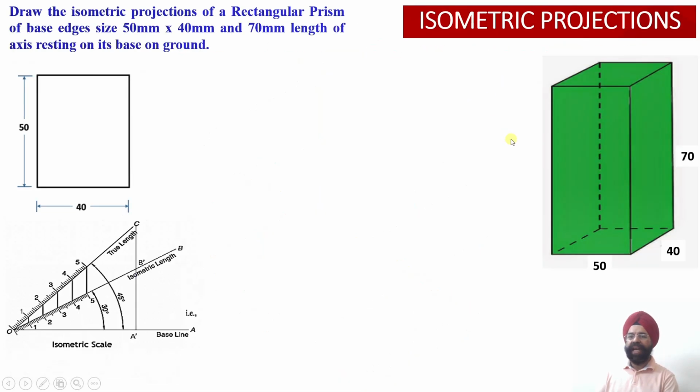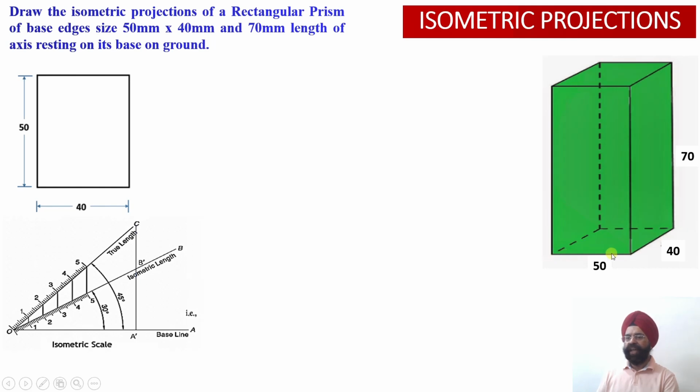Now we are going to start with the isometric projections of rectangular prism, again in the three orientations. The difference between rectangular prism and the square prism is only a change in the dimension. In square, all the four edges of the base were equal. In rectangular prism, they will be unequal.